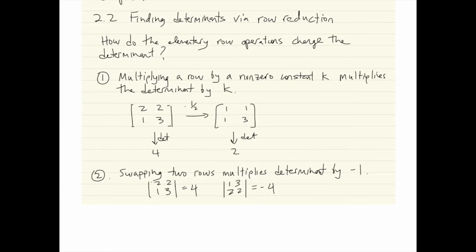Now, if we multiply a row by 1/2, so I decided to multiply the first row by 1/2, we get this matrix. And the determinant of this matrix is 2. We see just by illustration that when we multiply not the entire matrix, but just a single row or single column, in this case a row, by a scalar or number, the determinant gets multiplied by that scalar. So this 4 got multiplied by 1/2 to give a 2.